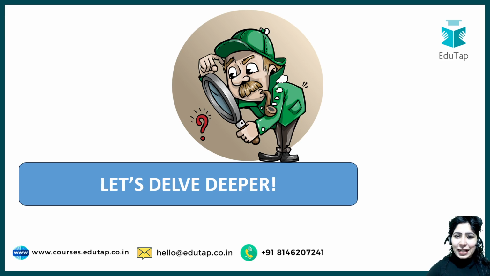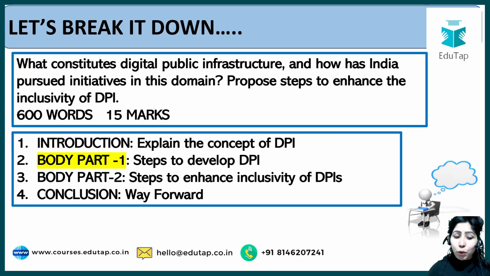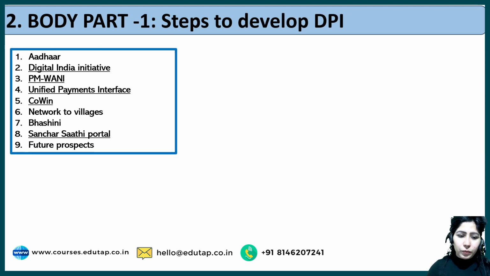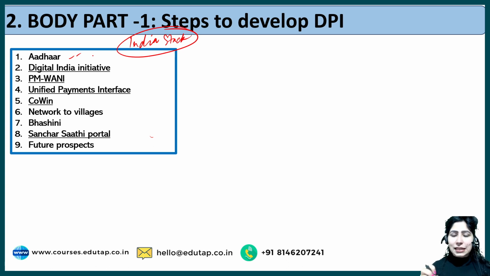Now we'll move on to the let's delve deeper section, and here we'll understand the body part 1, that is steps to develop DPI. What are the initiatives India has taken to improve in this domain? So steps to develop DPI, and most of these are part of India Stack, starting from Aadhaar. Aadhaar was the first step of India Stack. Now we'll be discussing 9 initiatives here. You can curtail these initiatives to, let's say, 5 or 7. You can also take these initiatives to, let's say, 10 or 15, but make sure that you write within the word limits.